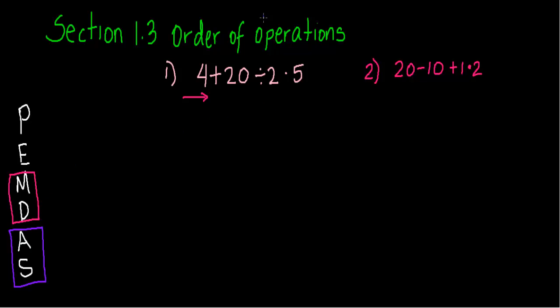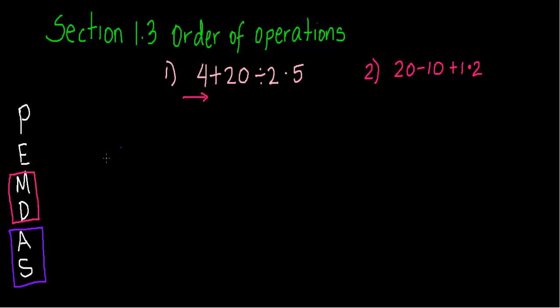Let's look at these two examples. In the first example, I have 1, 2, 3 operations here. I have adding, division, and multiplying. So according to the order of operations, the first thing I'm supposed to do is parentheses. This expression doesn't have any parentheses, so I skip that step. Exponents, no exponents. Now multiplication or division. Let's see. If I walk from left to right, the first operation I hit is division.